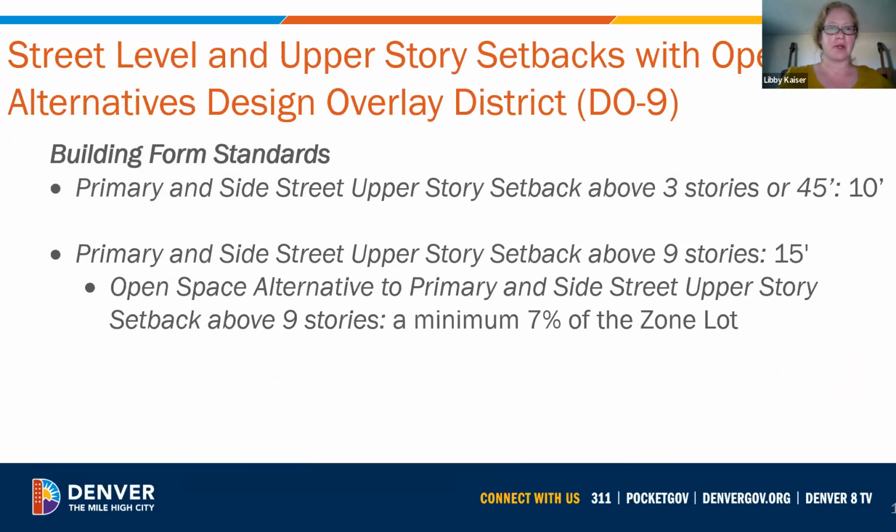Finally, the building form standards in DO9 establish upper story setbacks to reduce the perceived mass and scale of buildings, preserve access to daylight, and promote creative building designs. On buildings greater than 6 stories, a 10-foot setback would be required above the 3rd story, while on buildings greater than 9 stories, there's also a 15-foot setback that would be required above the 9th story. As an alternative to the setback above the 9th story, at least 3% of the lot could be provided as private open space at the ground level.